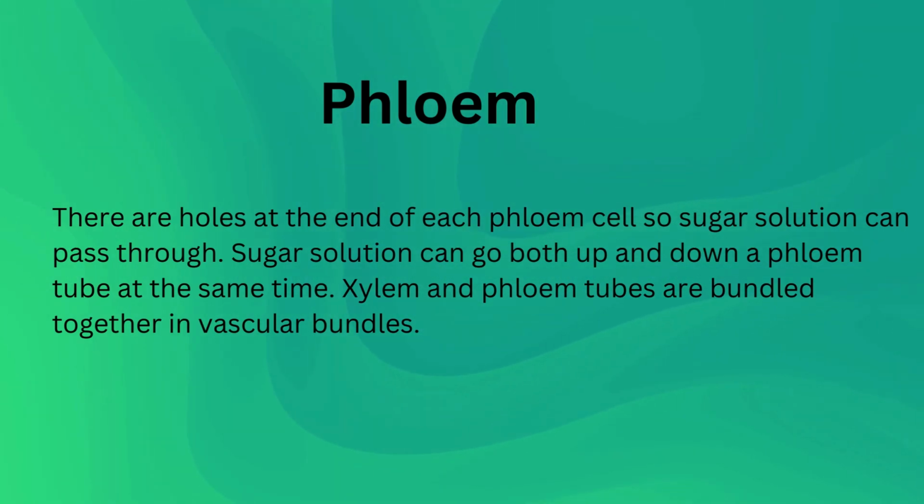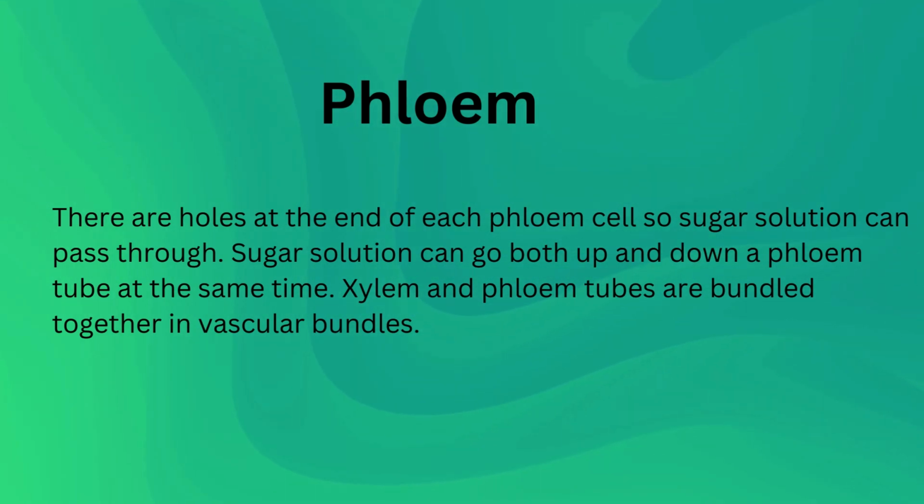So phloem is different from xylem. Xylem carries water and minerals from the roots to the rest of the plant, and the phloem carries sugar and nutrients from the leaves to all other parts of the plant. Both of these tissues work together to keep the plants alive and healthy.